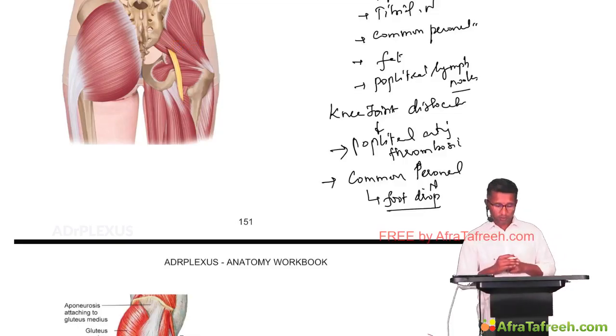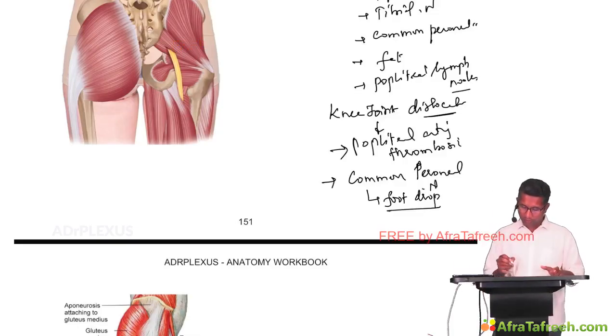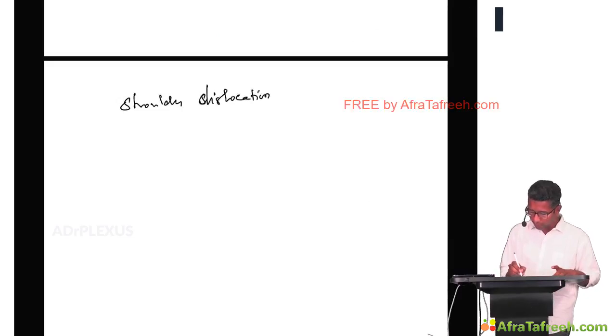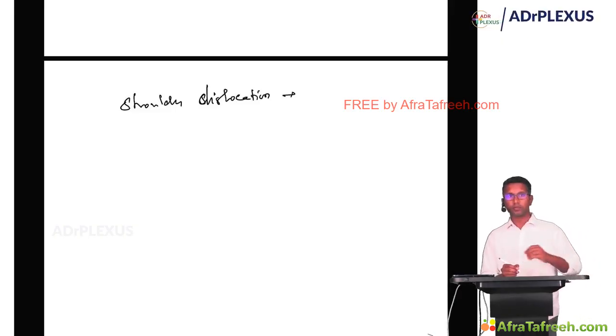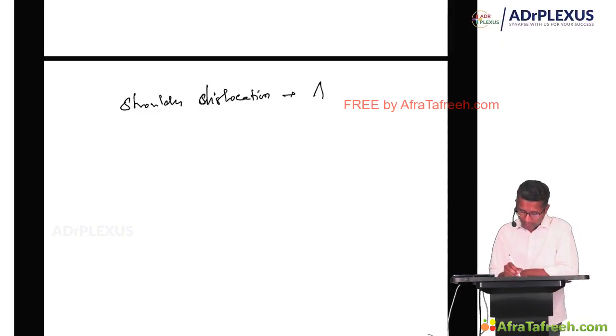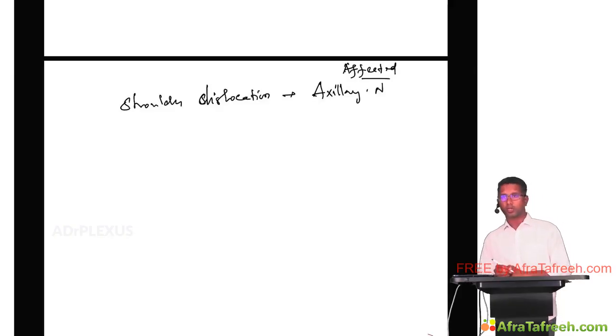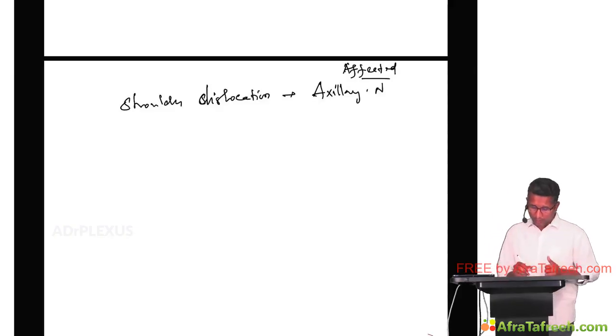Okay, since we have talked about dislocation, a few things about dislocation, you can write this. The dislocations where the nerves are affected: shoulder dislocation causes axillary nerve injury. The axillary nerve is affected here. So in dislocation, what are the nerves that are affected? We are seeing. In shoulder dislocation, you get axillary nerve injury.